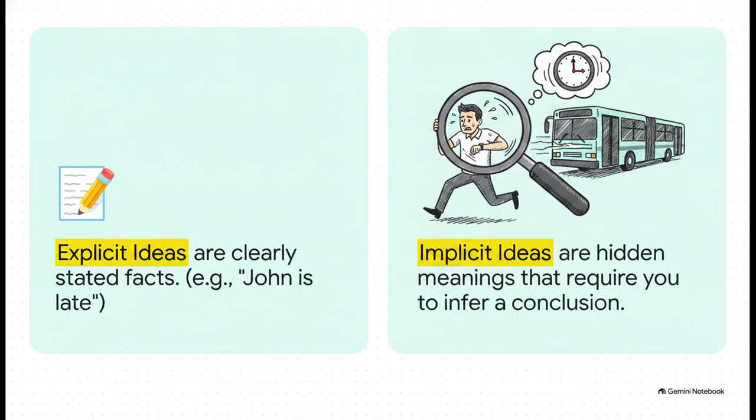If a passage says John was late, well, that's explicit. But if the passage says John sprinted toward the bus stop, desperately checking his watch while sweat dripped down his face, the author is implicitly telling you he's late. You have to infer it. That realization right there, that is the absolute core of cracking the nonfiction code.